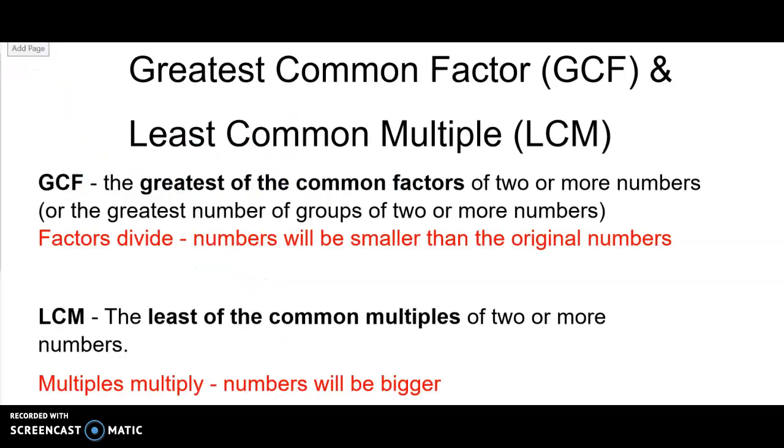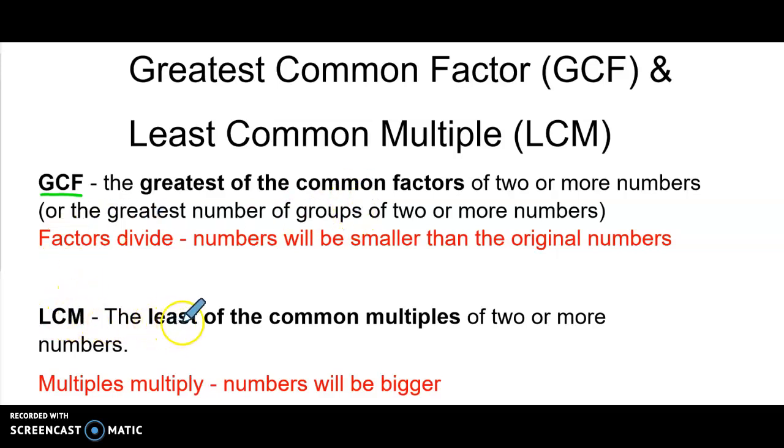All right, you should be back now. What we're going to do now is write in our definitions. The first thing is GCF. GCF is the greatest of the common factors of 2 or more numbers. Now think, factors divide. Factors are the numbers that make up the numbers. Your answers will be smaller than your original numbers.